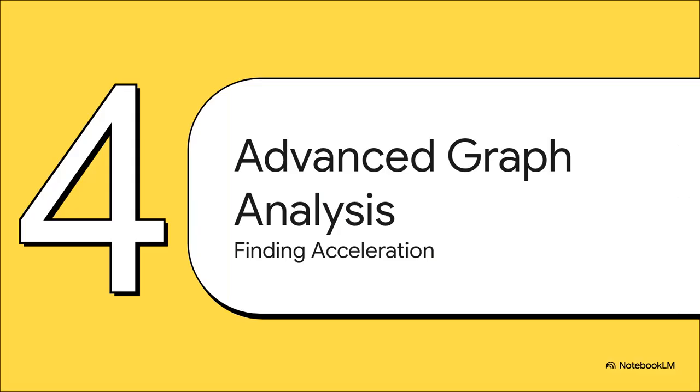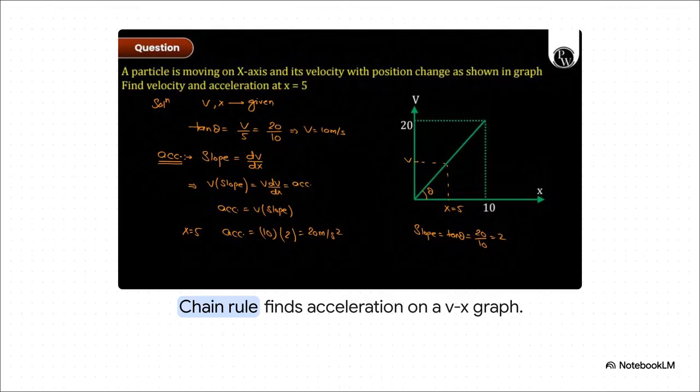Next up, Section 4, Advanced Graph Analysis, Finding Acceleration from Position. So, normally, we find acceleration from the slope of a velocity time graph. But what if we have velocity on the y-axis and position on the x-axis? How do we find acceleration then? Well, we use the chain rule. Acceleration equals velocity multiplied by the derivative of velocity with respect to position.